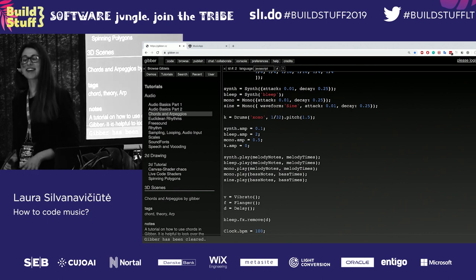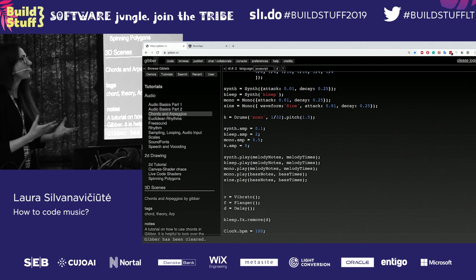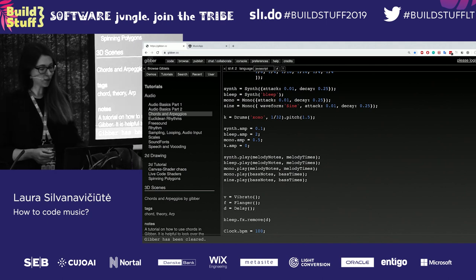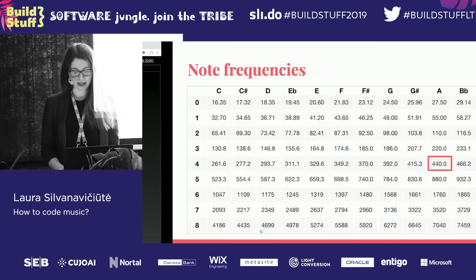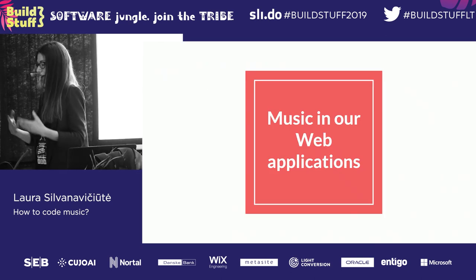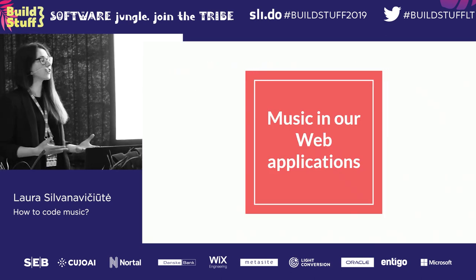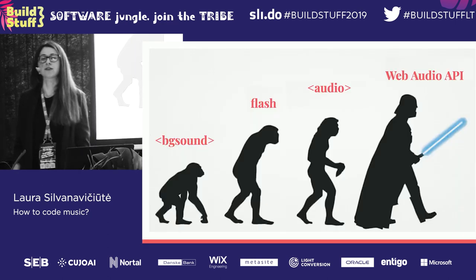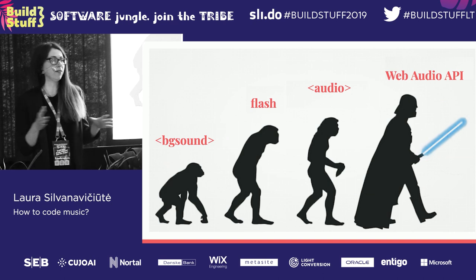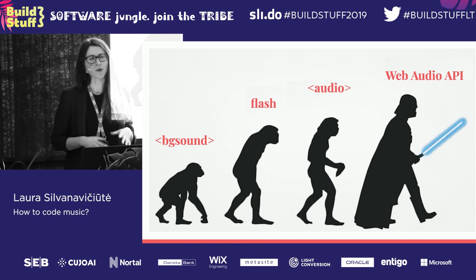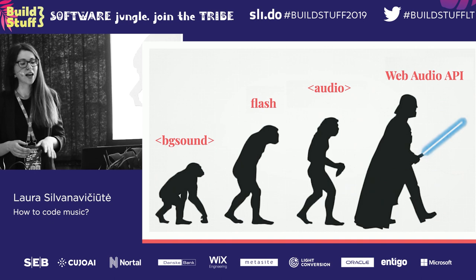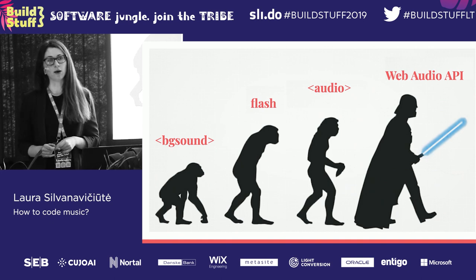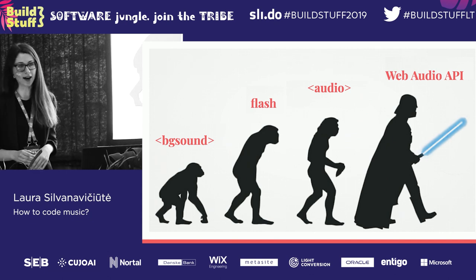That's all with Gibber. This is how we can use JavaScript and create music on the fly. But then I mentioned that we're going to talk about a different topic: how we can use JavaScript for music creation in our web applications. If we look into the history of audio in the web, that's nothing new. We have different ways to do that, but today I want to look into the most sophisticated way nowadays, which is the Web Audio API.